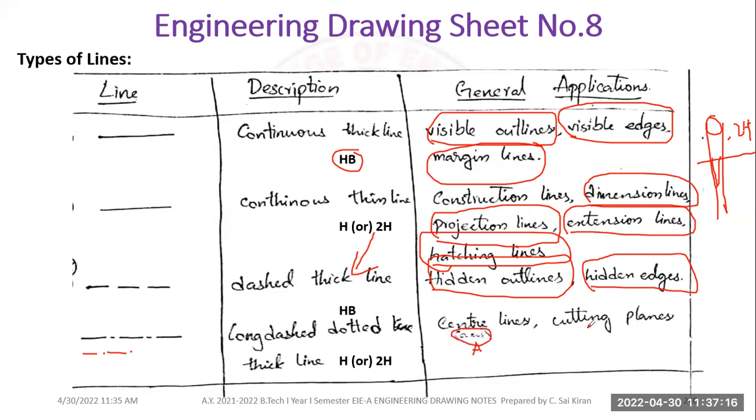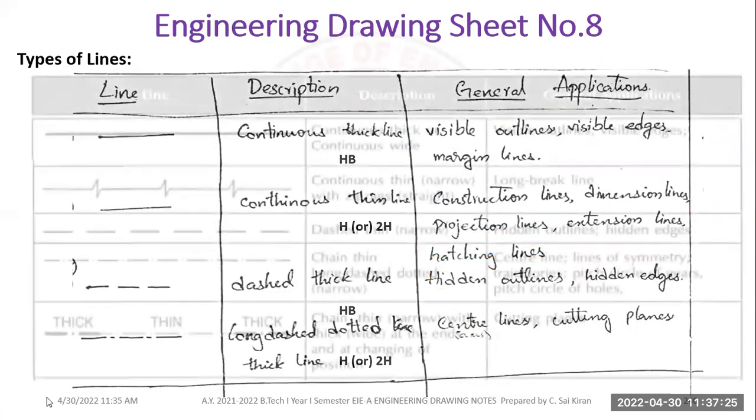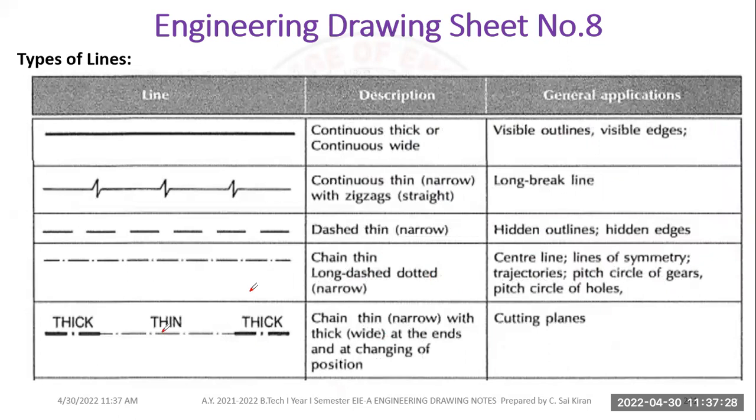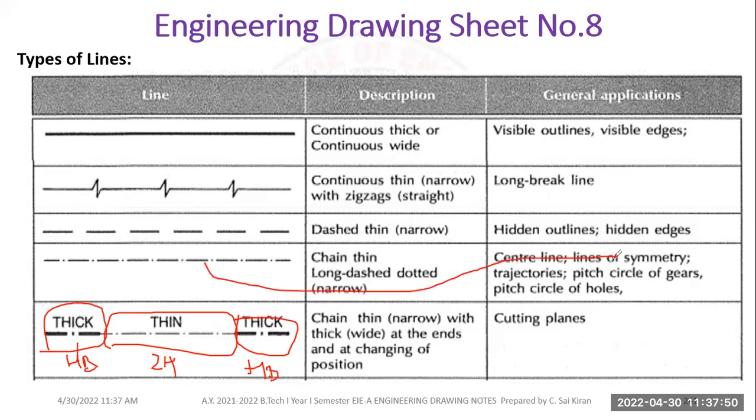Next is the cutting planes. Whenever you are cutting anything, in the sections of solids, you will be learning about cutting planes. For cutting planes also, you have to use these kinds of pencils. Okay, the same thing is explained here. Whenever I'm using cutting planes, first I have to use thick, then thin. Thick with the HB pencil, then thin with the 2H pencil, and again thick with the HB pencil. This is my axis line, center line, symmetry, pitch circle, everything you have to draw with this one. Dash lines are for hidden outlines and hidden edges.